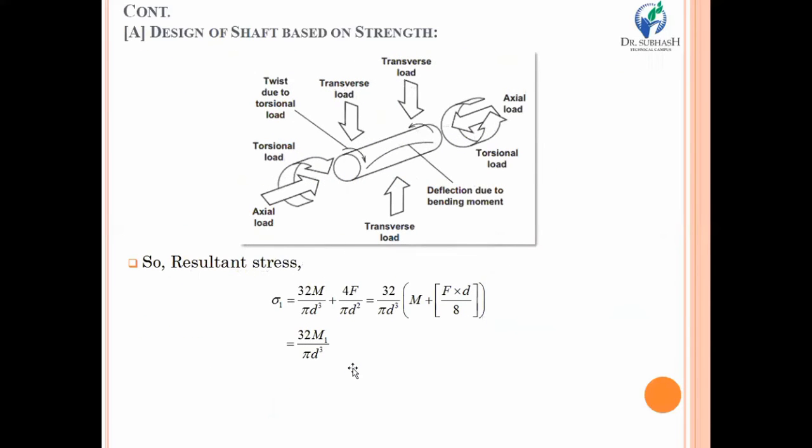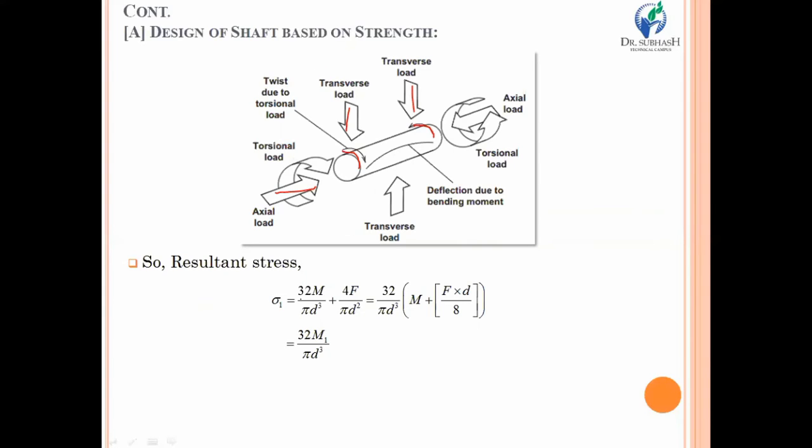Now, along with that, the design of shaft based on strength. Look at the diagram very carefully. There is a shaft which is subjected to various loadings and various moments. There is one shaft which is subjected to a torque at both ends, acting in opposite directions. Transverse load is also acting. Axial load is also acting. So this is case number 4, where you should take care of all the external loading and moments.